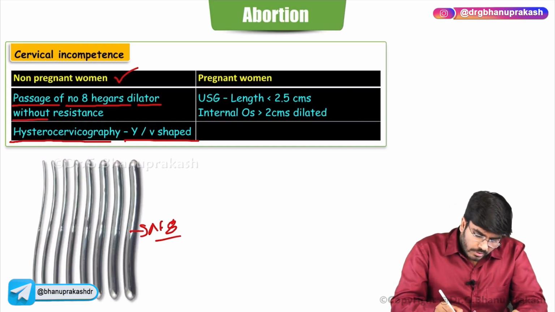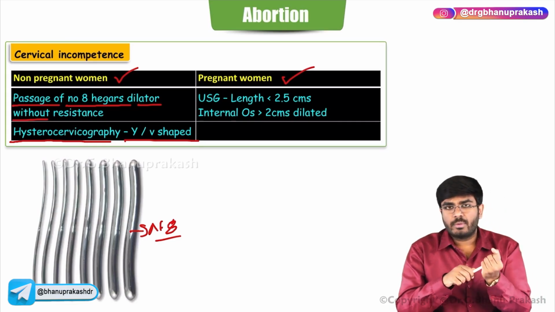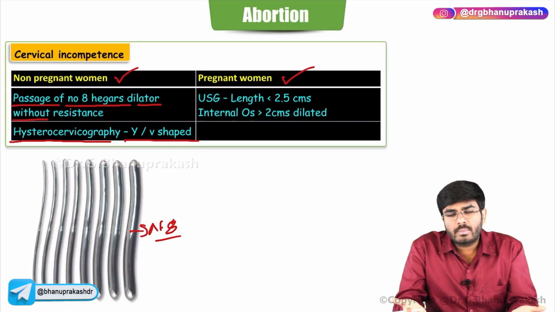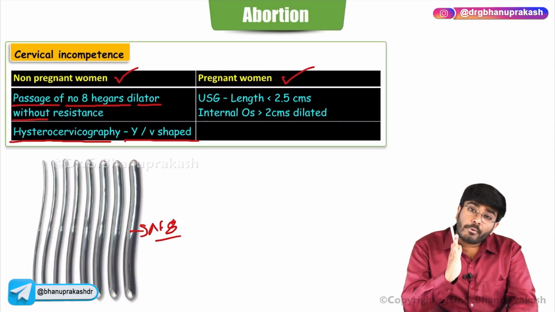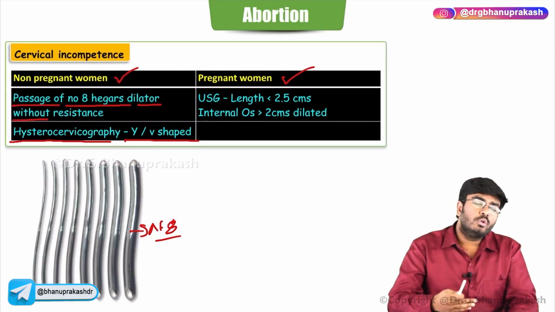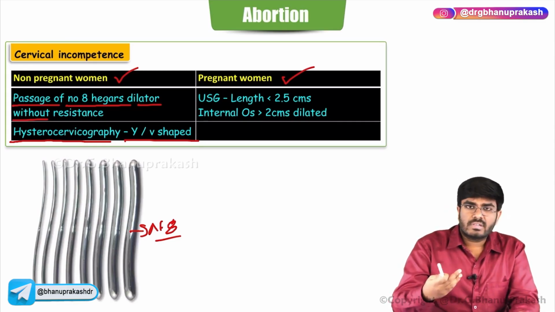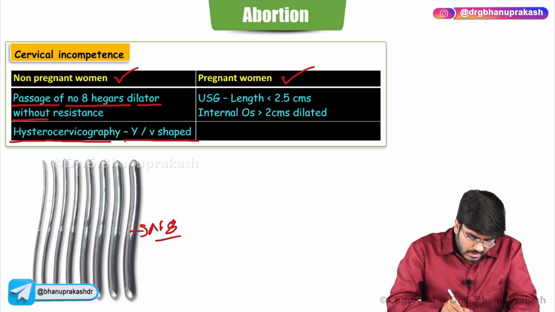In a pregnant female, you are not supposed to put the Hegar dilator. Why? Because if you put the dilator, definitely that will end up as an abortion. So in a pregnant woman, what can we do to make the diagnosis of cervical incompetence? What we can do is ultrasonography.